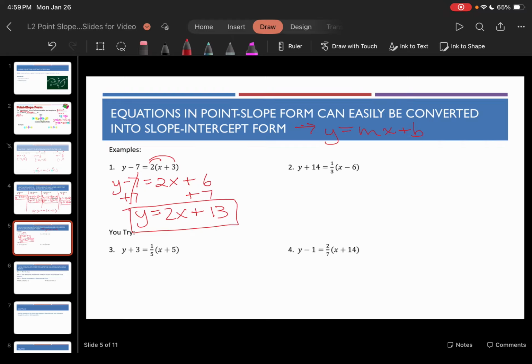Okay, number 2, again, got to get rid of the parentheses, distribute the 1/3. 1/3 times x, and you can use your calculator. 1/3 times negative 6 will give you a negative 2. To get y by itself, now we're going to subtract 14 from both sides. Y equals 1/3 x minus 16.